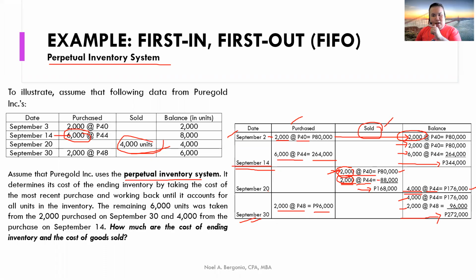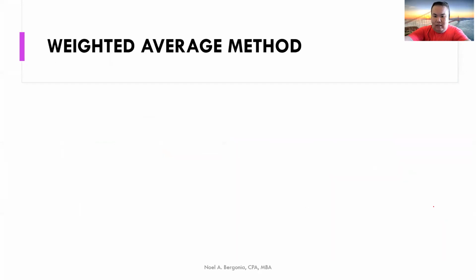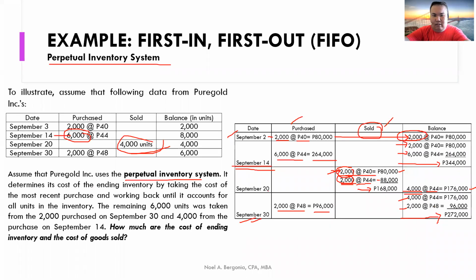Mamaya in our discussion of the average method naman, may ganyan din na way how we compute, pero average, hindi na niya kailangang i-monitor kung saan nanggaling na purchases, kung magkano yun per item, kasi that's already average. Now this is FIFO, okay, so we tend to monitor. And as you can see guys, the ending inventory of this FIFO is actually 272,000, which is almost the same with the periodic.